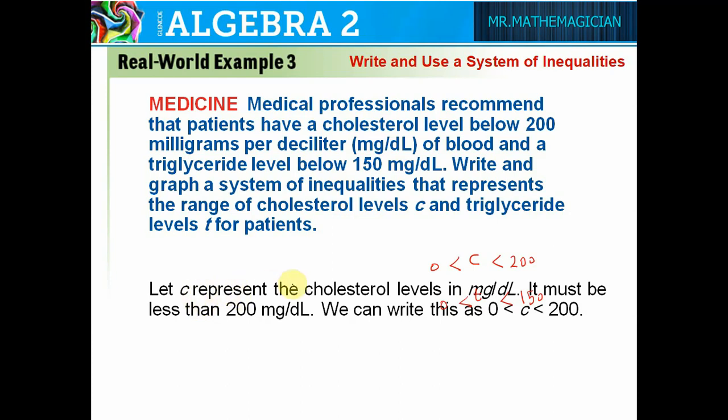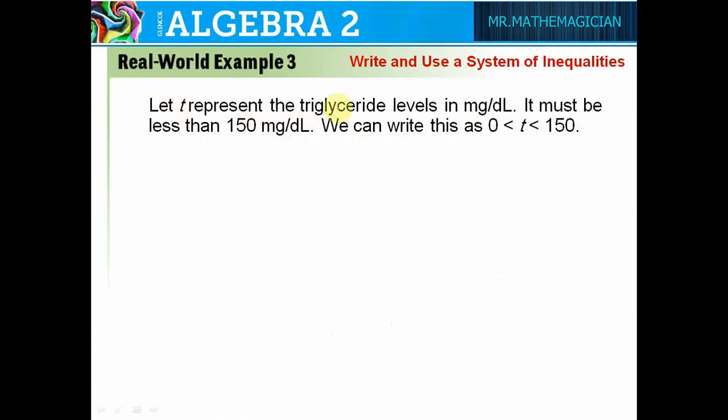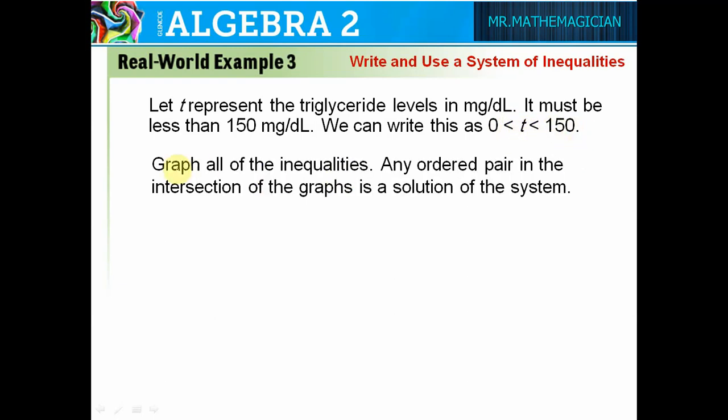So let's see, C represents the cholesterol level in milligrams per deciliter. It must be less than 200 milligrams per deciliter, and we can write this as 0 smaller than C smaller than 200. T represents the triglyceride levels in milligrams per deciliter. It must be less than 150 milligrams per deciliter, so we can write it as 0 smaller than T smaller than 150. Now graph all of the inequalities. Any ordered pair in the intersection of the graph is a solution of the system.